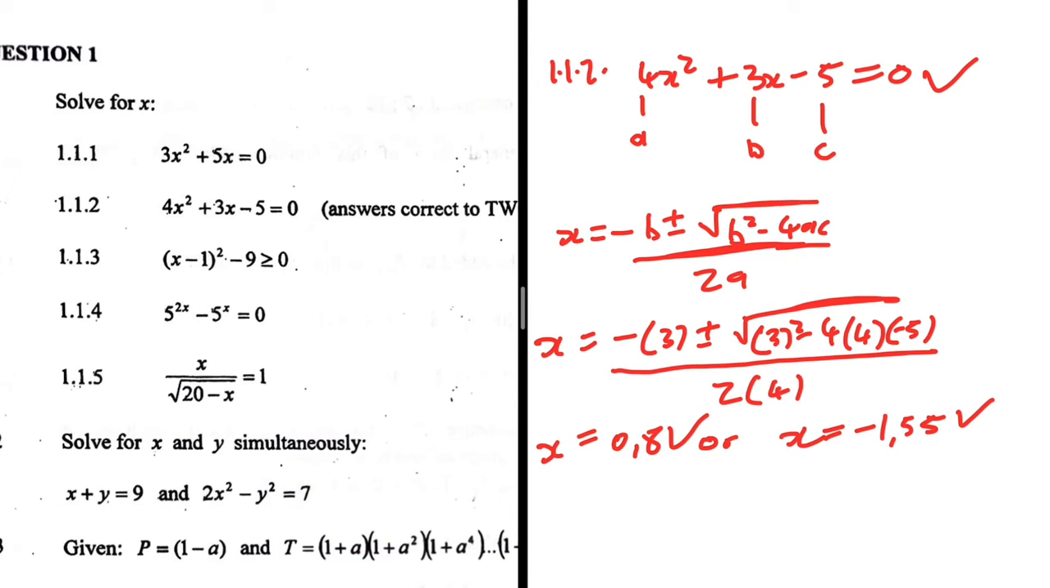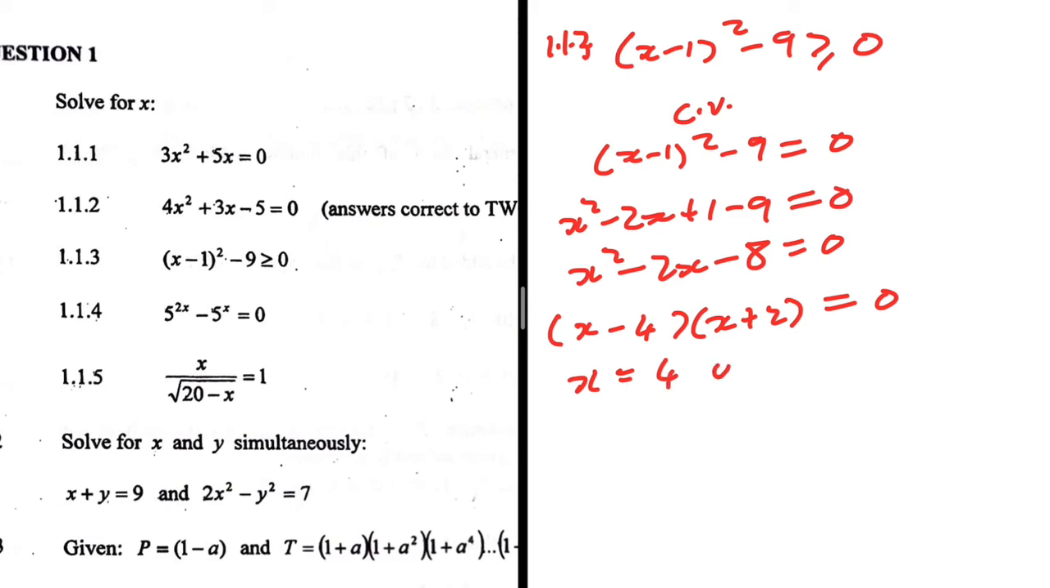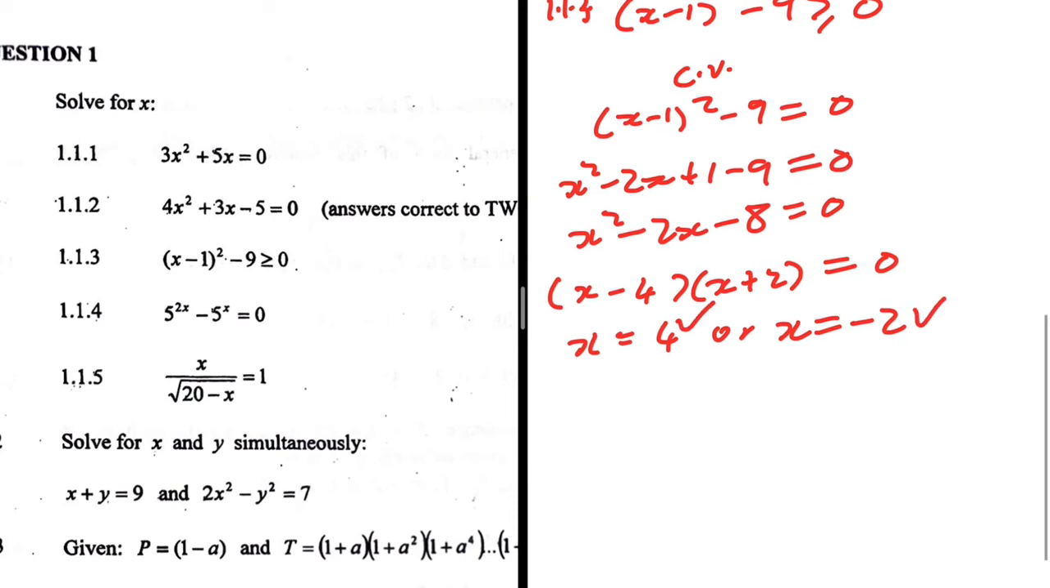So let's factorize this. 2 factors of minus 8, of which when we multiply, we get minus 8 obviously, and then when we add, we get minus 2. That is minus 4 and plus 2. And these are equals to 0. So it's either x is equals to 4 or x is equals to minus 2. So these are our critical values. So we now have 2 possible solutions to this problem.